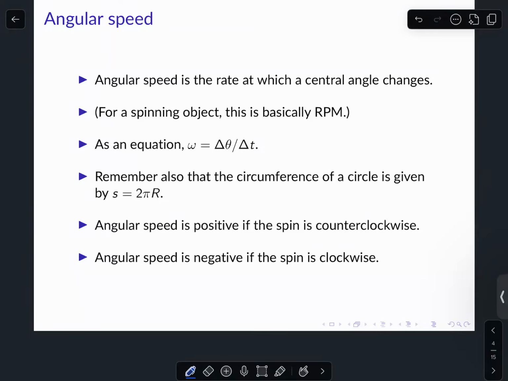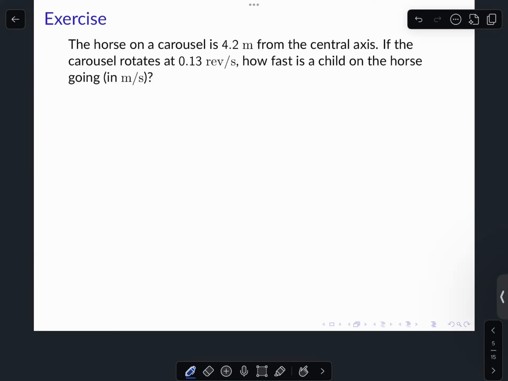Still so far so good? You got the idea of angular speed as angle per time. You got the idea, or rather the convention, of positive and negative direction of angles. Yeah? Great. Moving on.